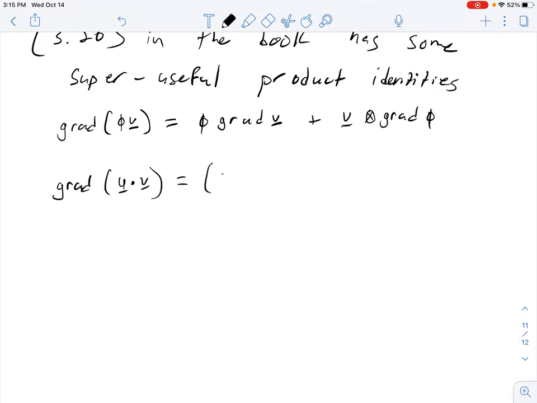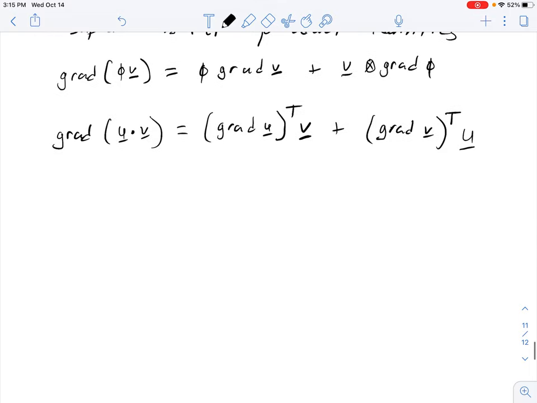Goes with the transpose of the gradients acting on the other one. And of course it has to be symmetric since the inner product is symmetric, so if you do one thing to one of them, you better do it to the other.